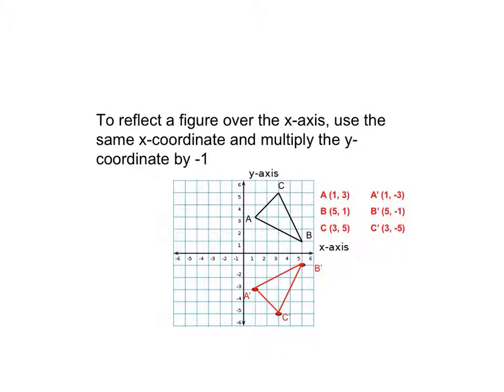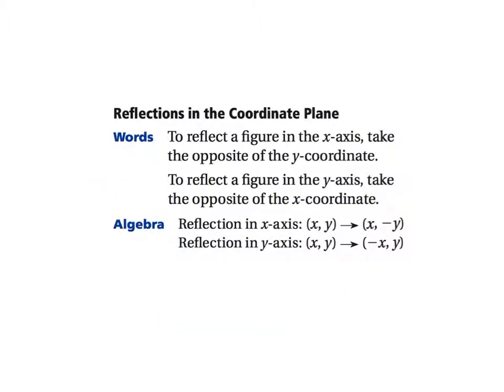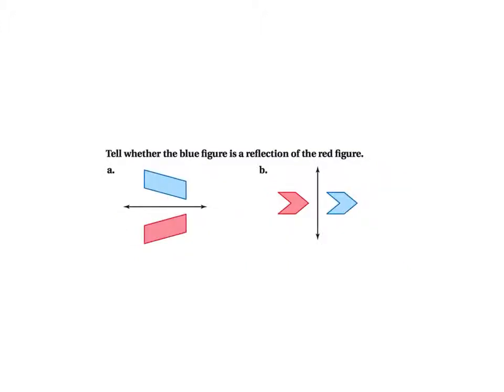We can describe this in words. To reflect a figure over the x-axis, use the same x-coordinate and multiply the y-coordinate by -1. To write that algebraically and in words, we would say it this way. Go ahead and copy these notes onto your notes that you're taking for the video. Try this and bring your answer to class the next day.